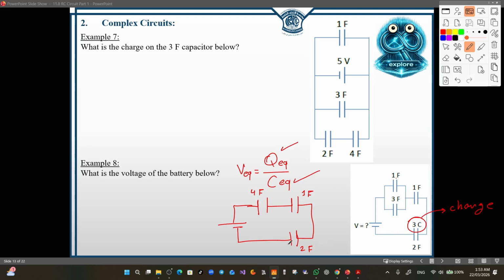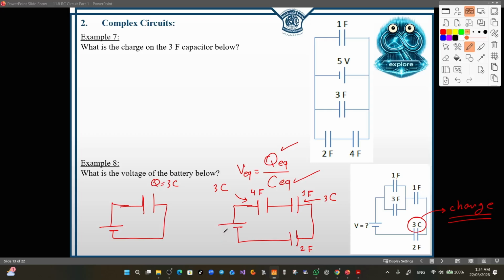Now, before we complete combining the capacitors, let me remind you that whenever we have capacitors in series, they will carry the same amount of charge. So this amount of charge tells me that the charge here is also 3 coulombs, and the charge here is also 3 coulombs, which means the charge on the equivalent capacitor will also be 3 coulombs, and this is the equivalent. So the charge is equal to 3 coulombs.